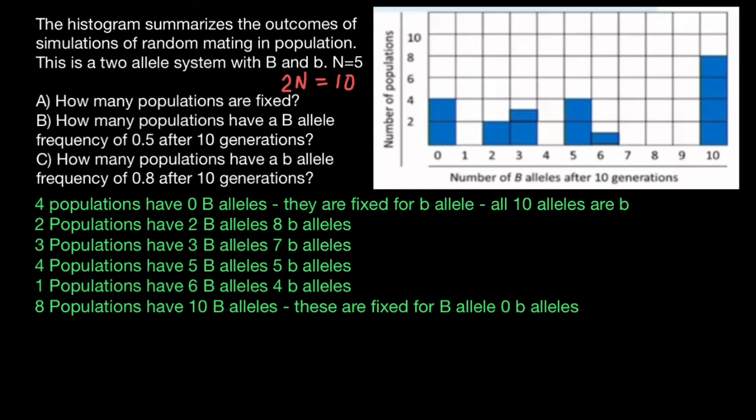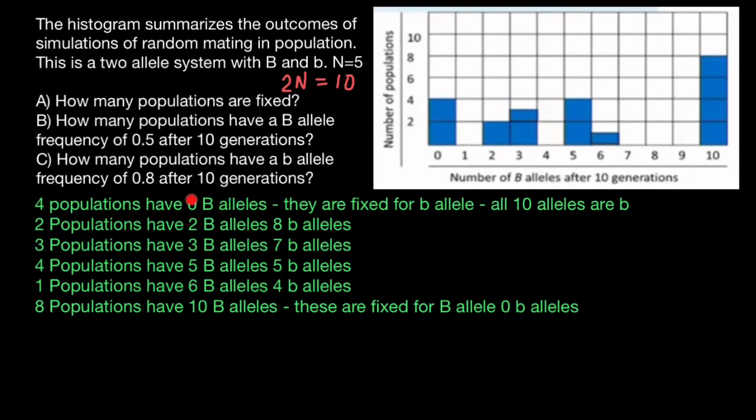Now, in order to answer these questions, we have to analyze this histogram. For example, in order to answer the question how many populations are fixed. And here are the results of my analysis, which I prepared in order to save time. So what we see here, for example, in the first column, here is the number of populations, and on this axis we have the number of dominant B alleles after 10 generations. 0 here represents 0 dominant B alleles, and we have 4 such populations.